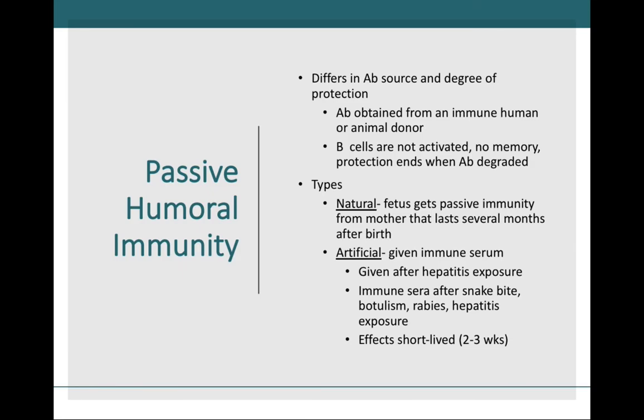Active humoral immunity is when our B cells encounter an antigen and produce memory cells for that. That can be either naturally acquired or artificially acquired. Passive humoral immunity is when we have to get our antibodies from somewhere else because we're either unable to make those antibodies altogether or not able to make those antibodies fast enough.